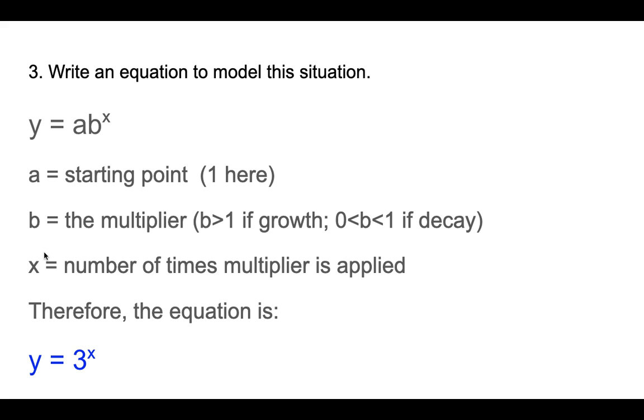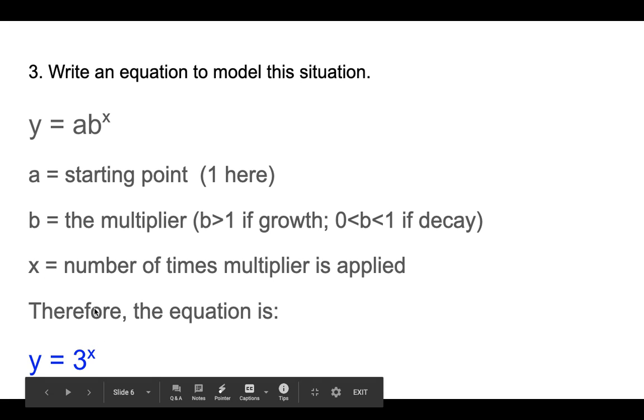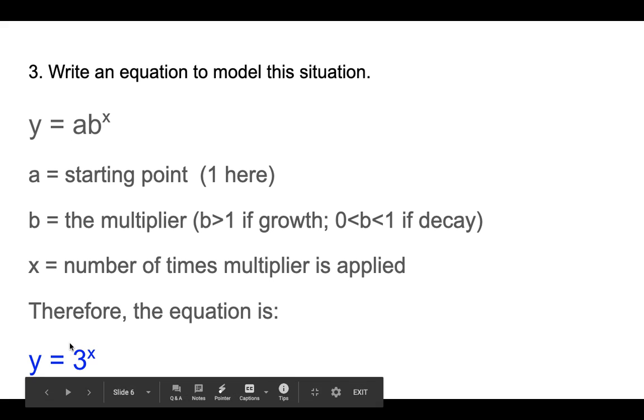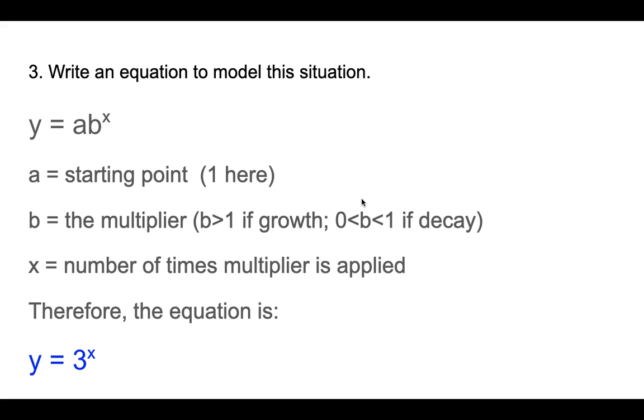So if I'm going to do 20 rounds, I would put 20 in for x and then throw that into my calculator. So the equation for this situation is y equals 3 to the x because a is 1. You don't need to put 1 here because 1 times anything is just that thing back. So we don't need to put the 1. So that's our equation for the situation, nice and simple.